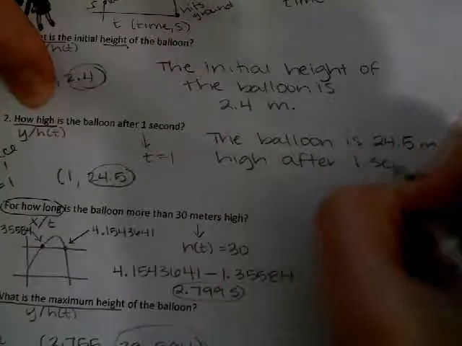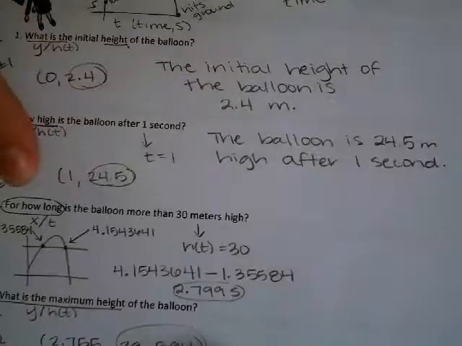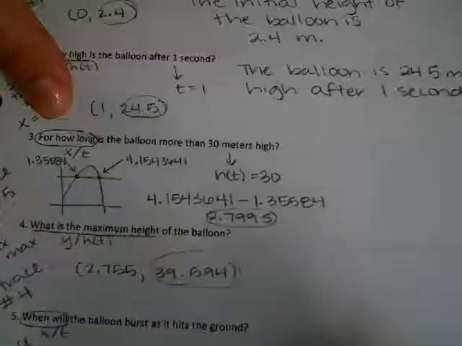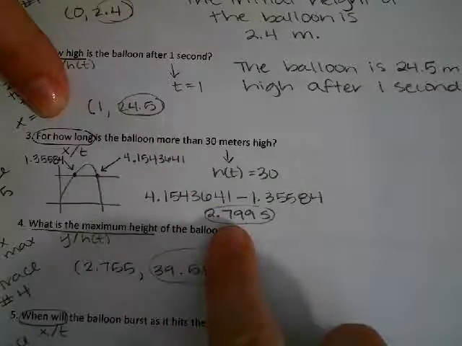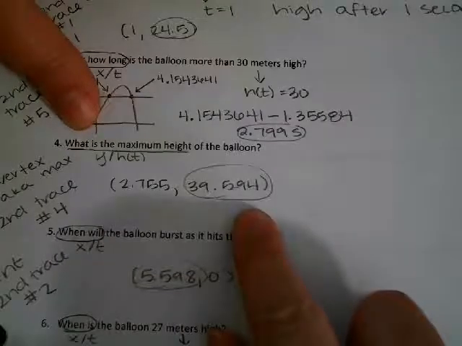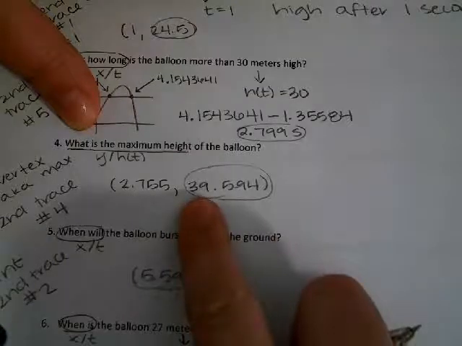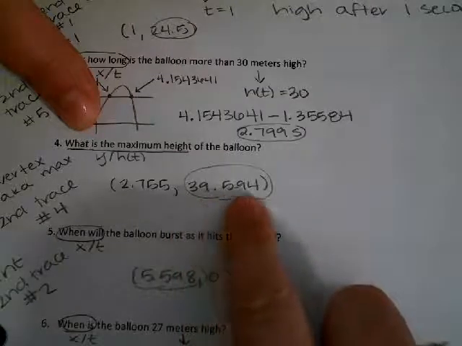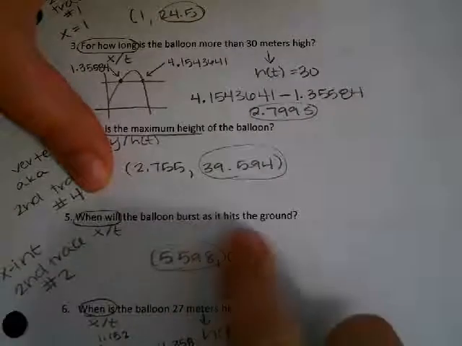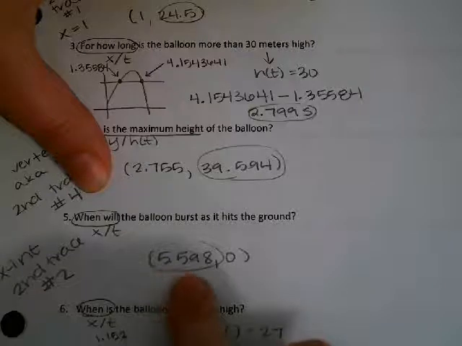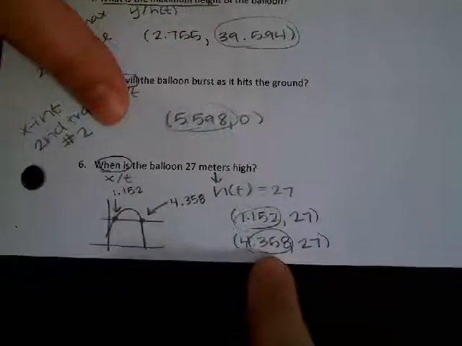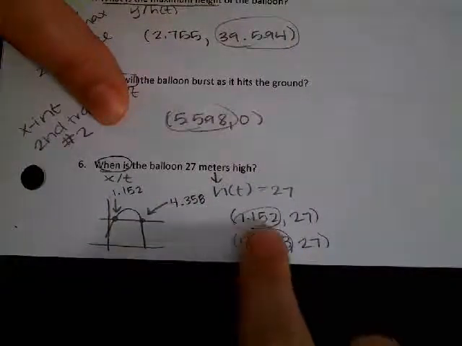For how long is the balloon more than 30 meters high? The balloon is more than 30 meters high for 2.799 seconds. What is the maximum height of the balloon? The maximum height of the balloon is 39.594 meters. When will the balloon burst as it hits the ground? The balloon hits the ground after 5.598 seconds. When is the balloon 27 meters high? The balloon is 27 meters high at 1.152 seconds and 4.358 seconds.